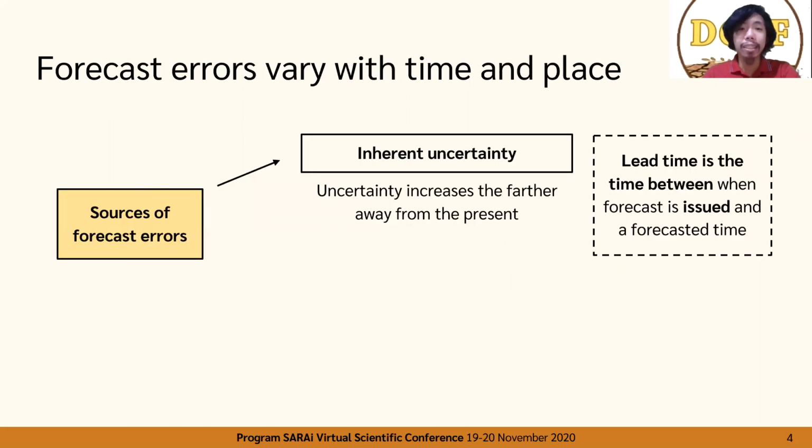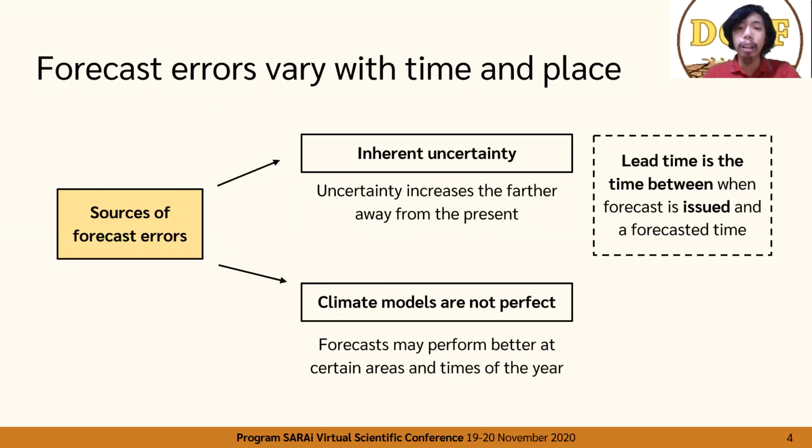However, forecasts have errors which may be due to the inherent uncertainty of the future. The time interval between the time when the forecast is issued and a certain time in the forecast is called the lead time, and generally speaking, the error increases for longer lead times. The climate models may not accurately simulate the local weather patterns, hence forecasts may be better or worse depending on the location or the season of the year.